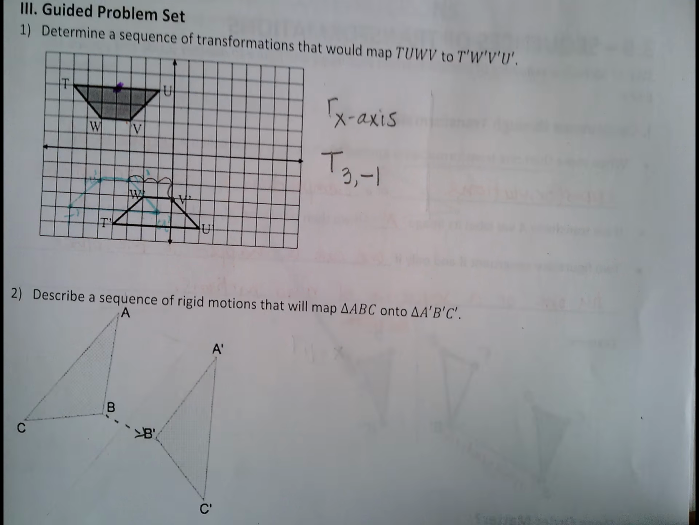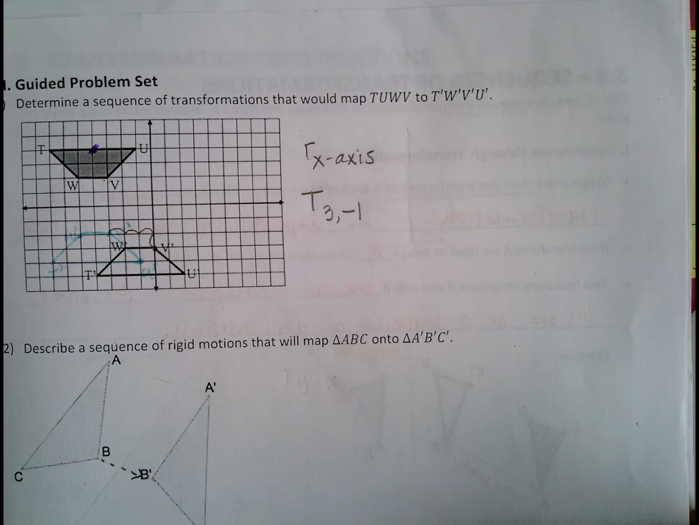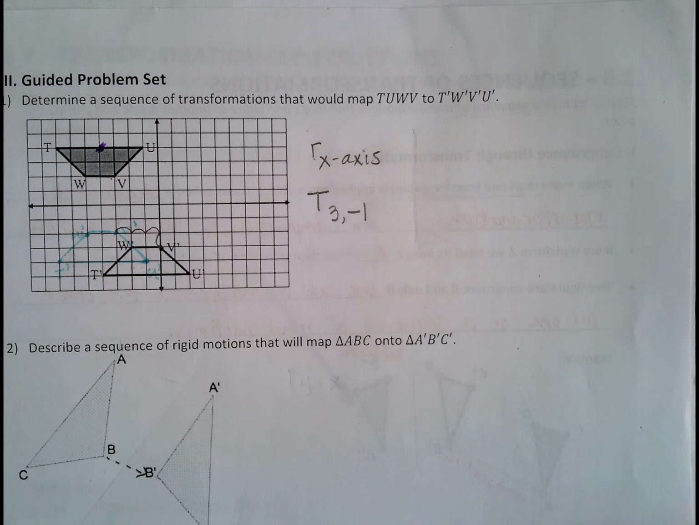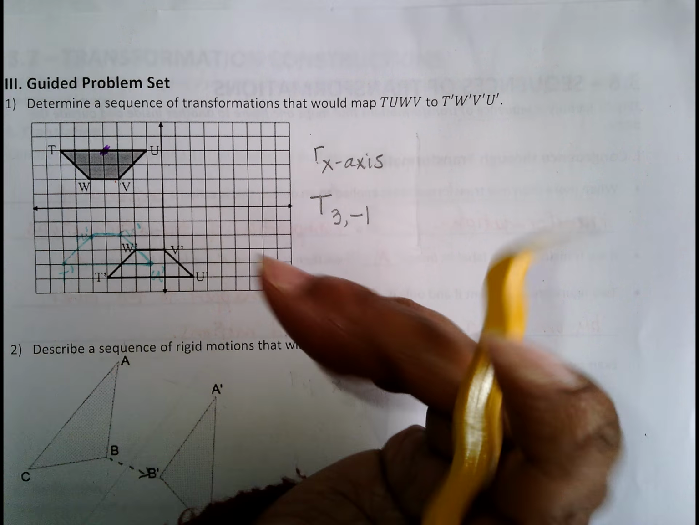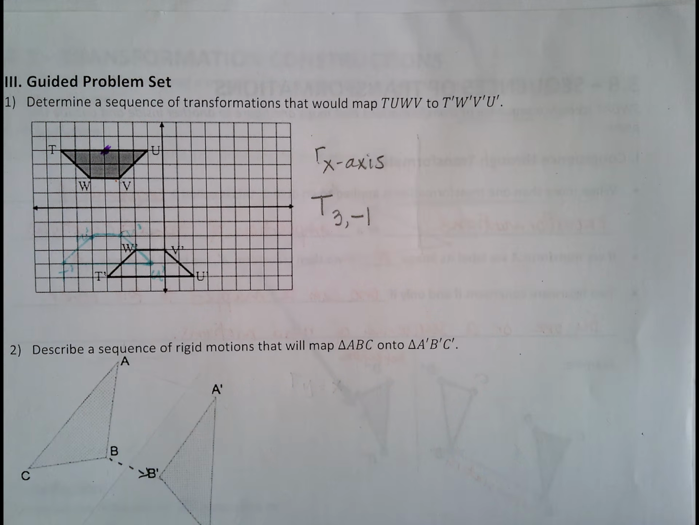So let's get to the guided problem set. I'm going to just discuss the first two with you, and then you're going to do the last one yourself. All right, so it says determine a sequence of transformations that would map TUWV to T prime, W prime, V prime, U prime. I did this myself, and there's more than one answer to this question, so don't get stressed out about it if you did it a different way or if you want to do it a different way. I'm just going to show you the way that I did it in the interest of time and to try to keep this video under 7 minutes, okay?